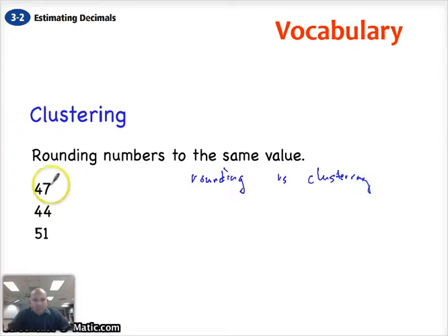If we were rounding these numbers to the nearest 10, 47 would go to 50. 44 is closer to 40 than 50, and 51 would round down to 50. That's what would happen if we rounded. Now if we cluster, however, we take a look at the numbers in general and we can see that 47 clusters around 50, 44 clusters around 50, and 51 clusters around 50. So they're all around the number 50. So there's a difference between rounding and clustering.